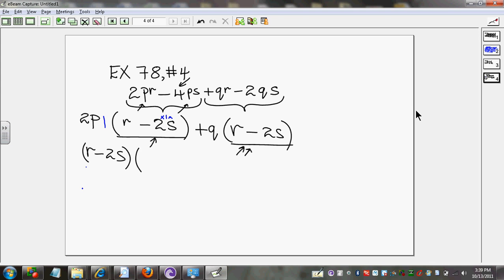And if we take it out from the first pair, the first terms here, you'll end up with 2p by 1 or 2p, which is here. And if you take it out from the second set, which is this, you're going to end up taking the r minus 2s out, and you're going to end up with plus q. So your factorization is going to be r minus 2s multiplied by 2p plus q. That will be your final factorization. Okay? Any questions on that?